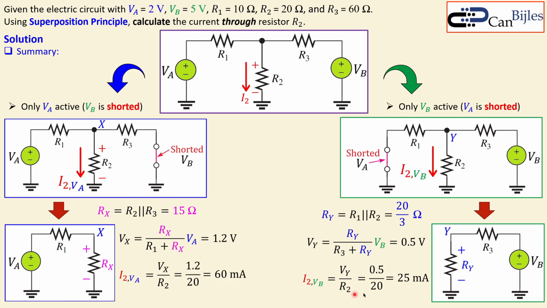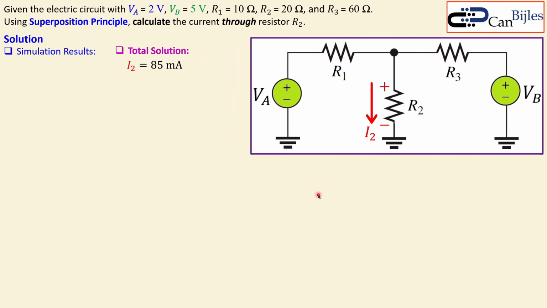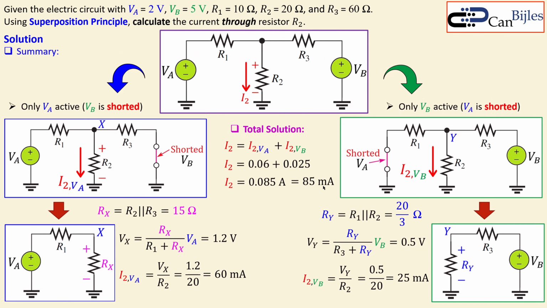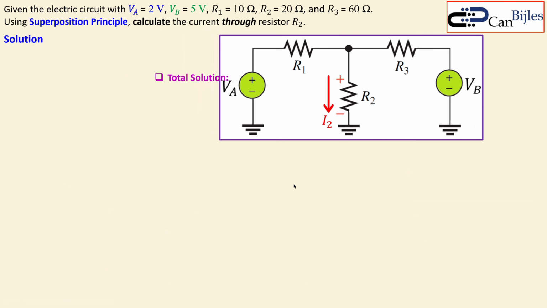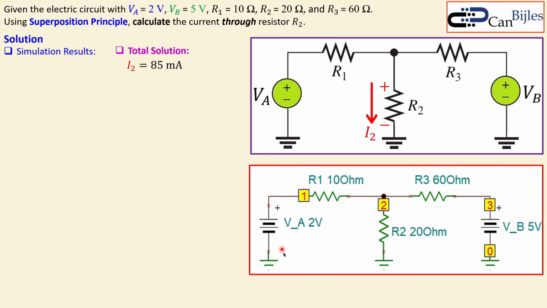Now you get the 60 milliamps for the left side and the 25 milliamps for the right side. The total solution was the summation of these two, and then we get 85 milliamps. Now, let's also look at the simulation results, because this was the total solution. This is the circuit I have drawn in the simulator. You can see the 10 ohms, 60 and 20 ohms, and 5 and 2 volts for the voltage sources. And this is what we have calculated.